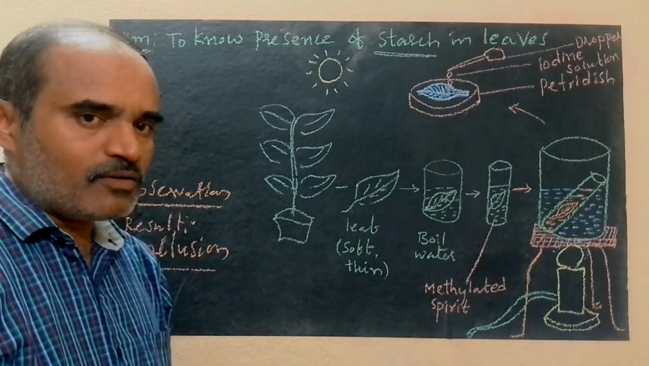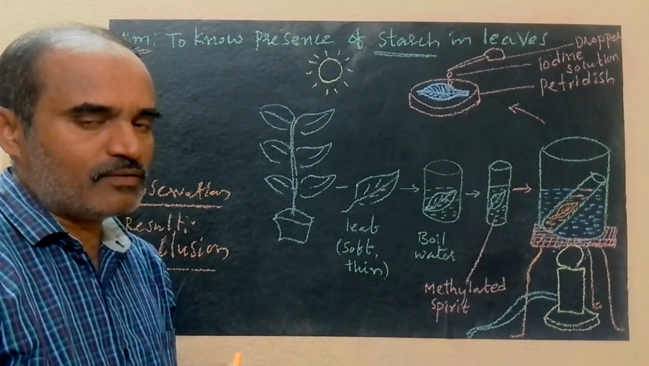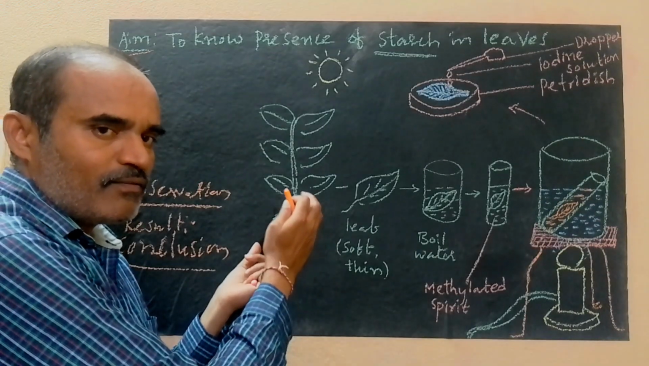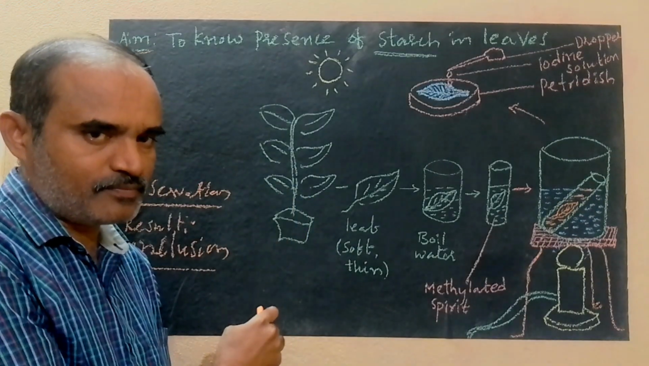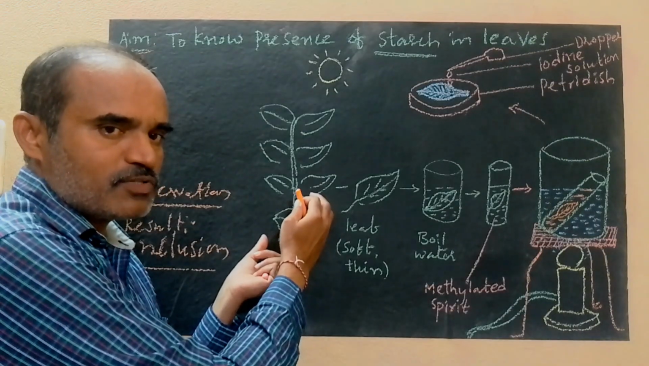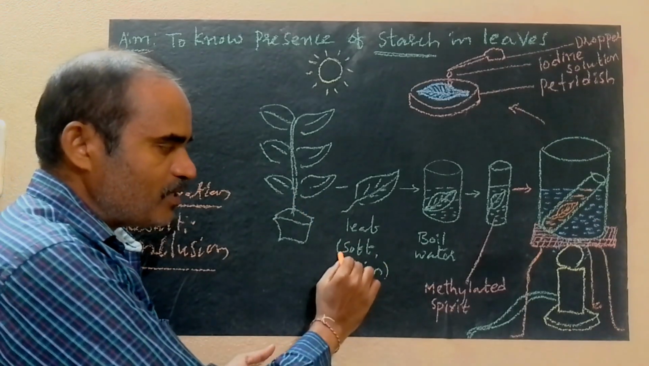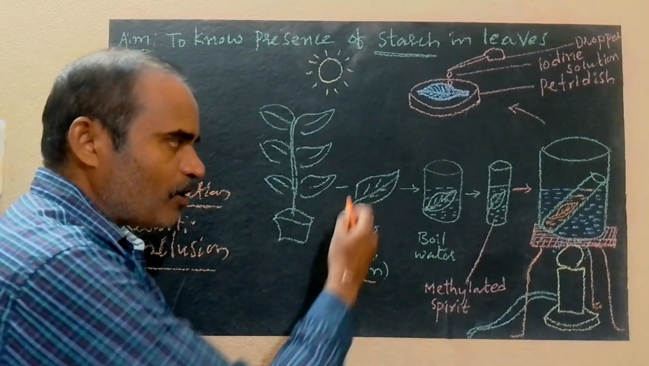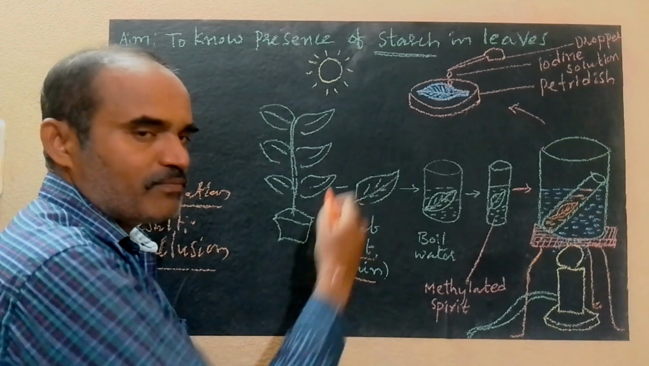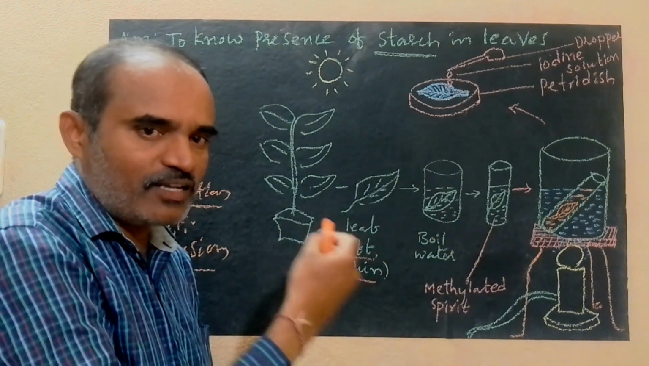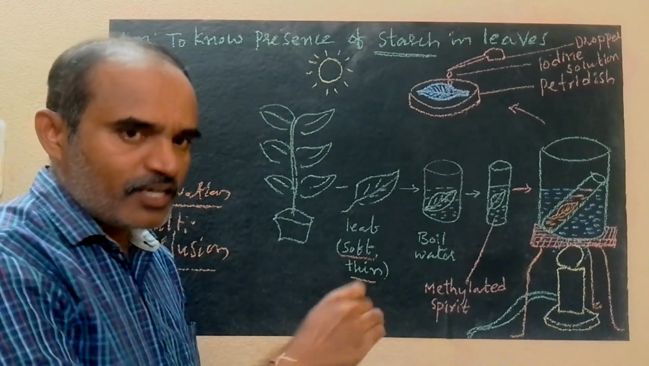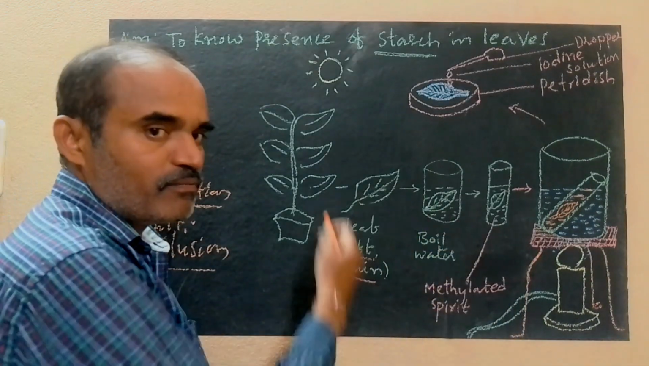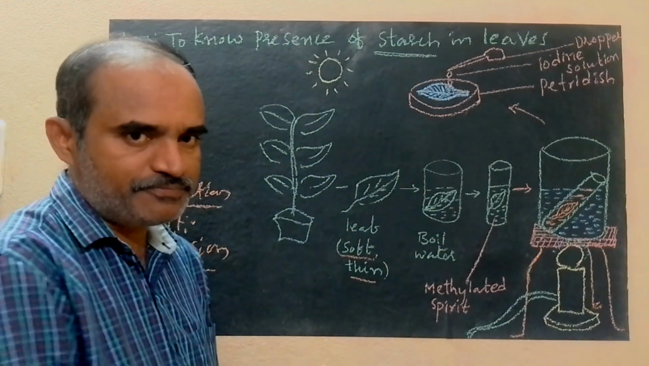So once again we will discuss the procedure of this activity. First we need to take a well exposed potted plant and pluck a leaf from it, and it should be soft and thin. Then boil the leaf, placing it in boiling water. If there are any dust particles on the leaf, they will be removed by placing the leaf in boiling water.